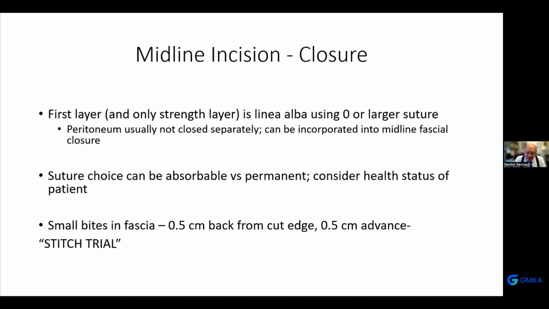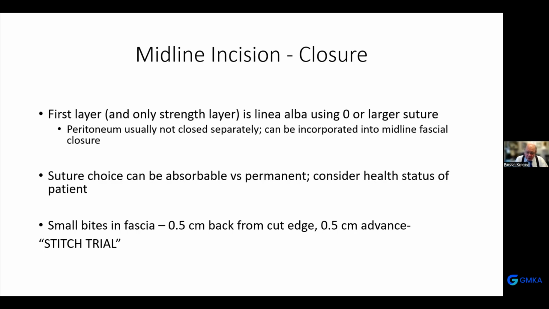So when you close it, remember that the only strength layer in the closure is the linea alba itself. So we would tend to use a 0 size or even a larger suture. Nowadays, the peritoneum is not generally closed separately. There's no strength in it. If you have the ability and you want to take the time, you can do it, but it doesn't really add any strength to the closure. The choice of the suture is sort of dependent upon the senior surgeon in the room.